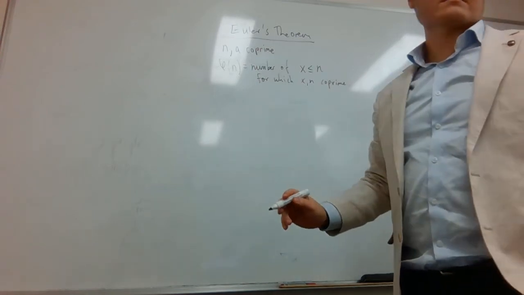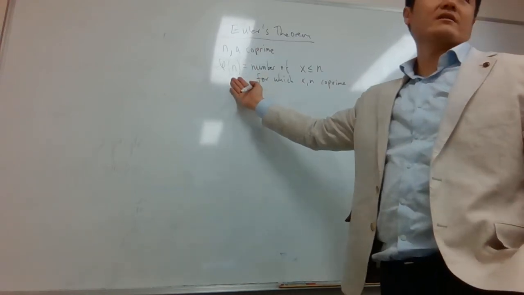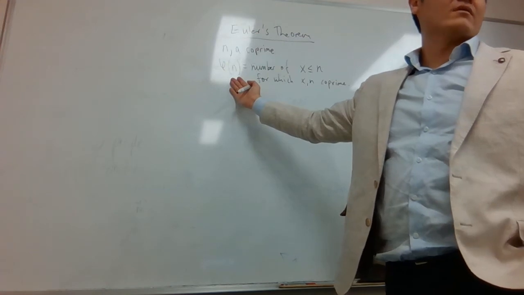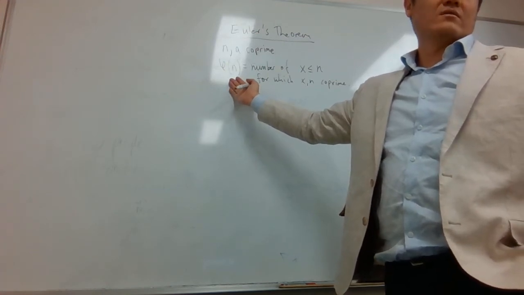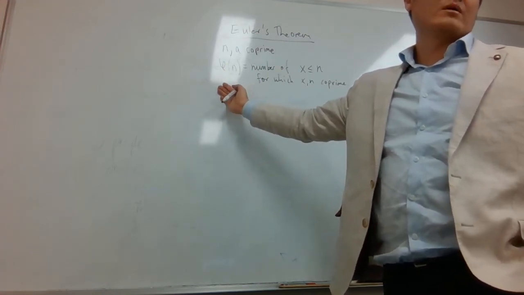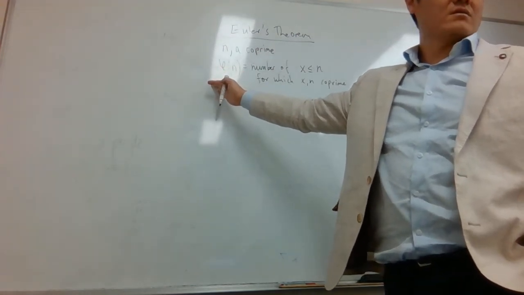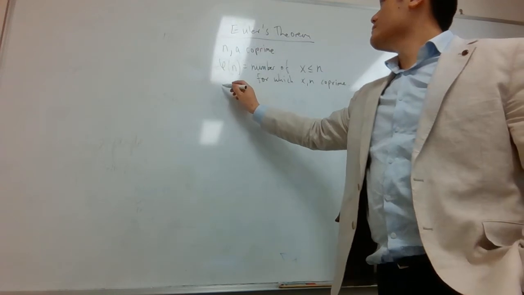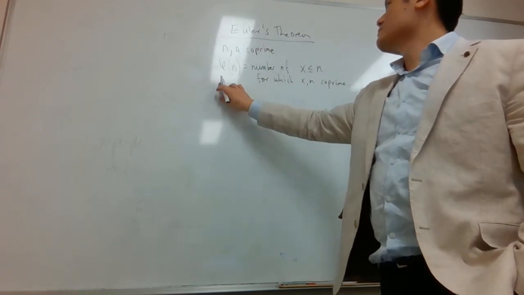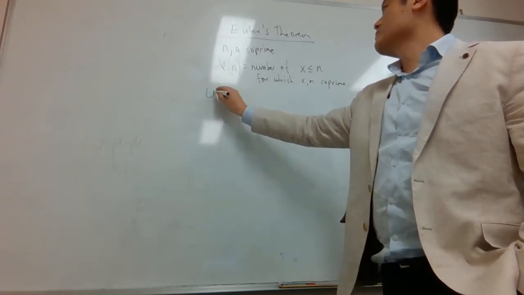So for example, if n was 5, then 1, 2, 3, 4 would all be co-prime to 5. So phi of 5 would be 4. Wait, how did you calculate that again? You take the prime factors and you subtract one.